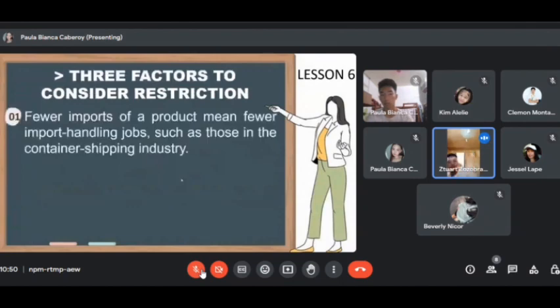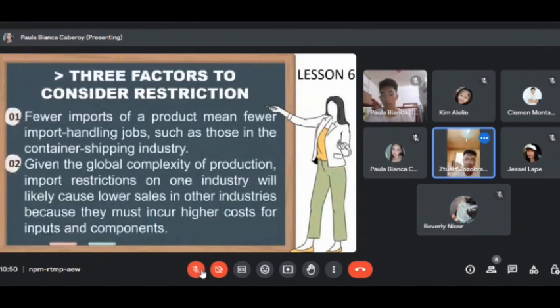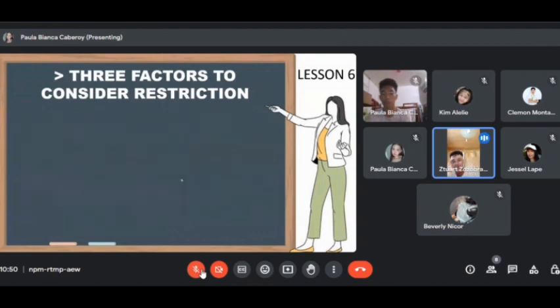Three factors to consider in restriction. Number one, fewer imports of a product mean fewer import handling jobs, such as those in the container shipping industry. Number two, given the global complexity of production, import restrictions on one industry will likely cause lower sales in other industries because they must incur higher costs for inputs and components. For example, US import restrictions on steel raise automobile and farm equipment manufacturing costs.